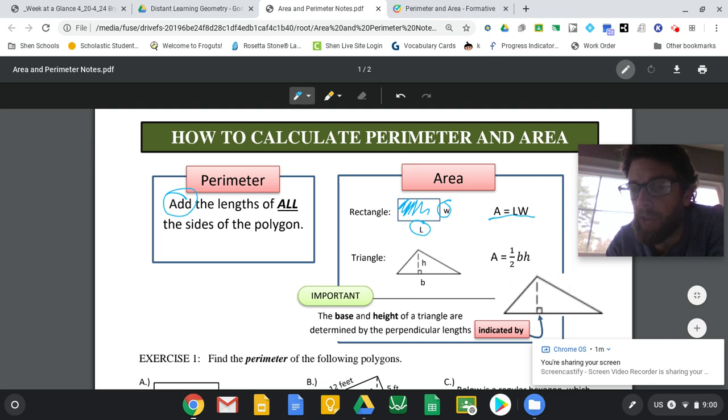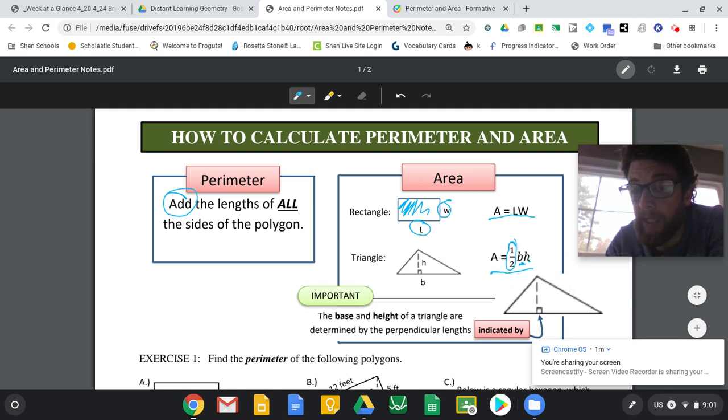The triangle is the tricky part. A lot of kids struggle with this. You have to use this formula, area equals 1/2 base times height. When I say use the formula, that means you take the length of the base and the length of the height, and you substitute them in, and then you're going to multiply the height times the base times 1/2. So you're going to multiply three numbers together.